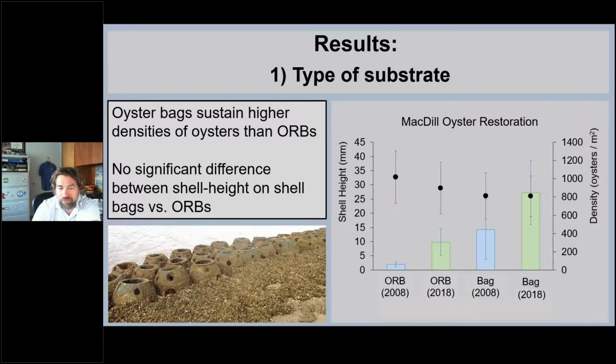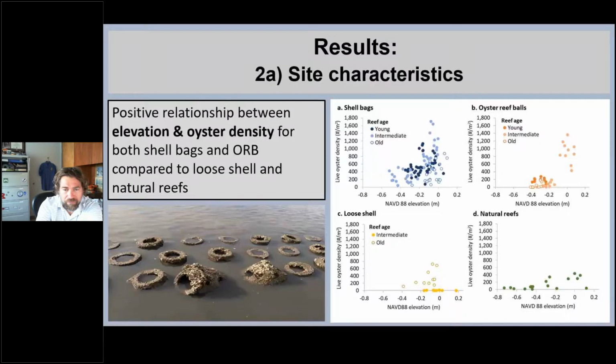And there was no significant difference between shell height on the bags versus the oyster reef balls, but there were significant differences between shell bags and oyster reef balls in terms of oyster density. So higher densities on the oyster bags, and I'll talk about the age structure in a moment. But you can already probably see that the younger reefs were always supporting higher densities as well. So I've given away that punchline, but I'll talk about that on an upcoming slide.